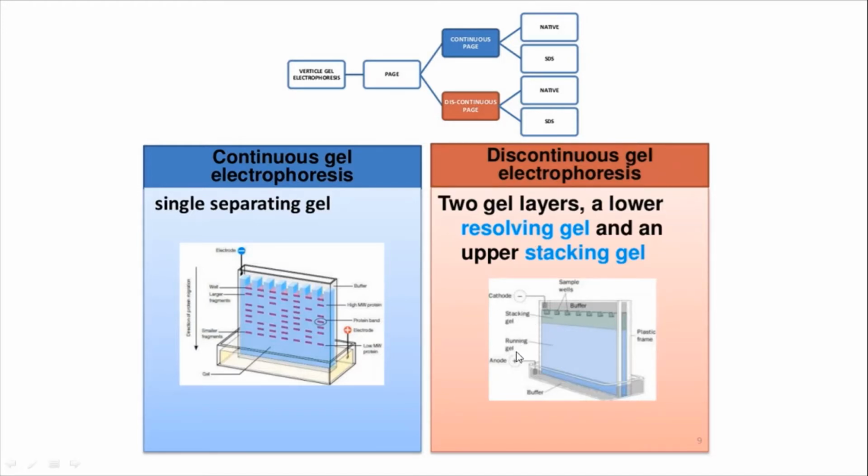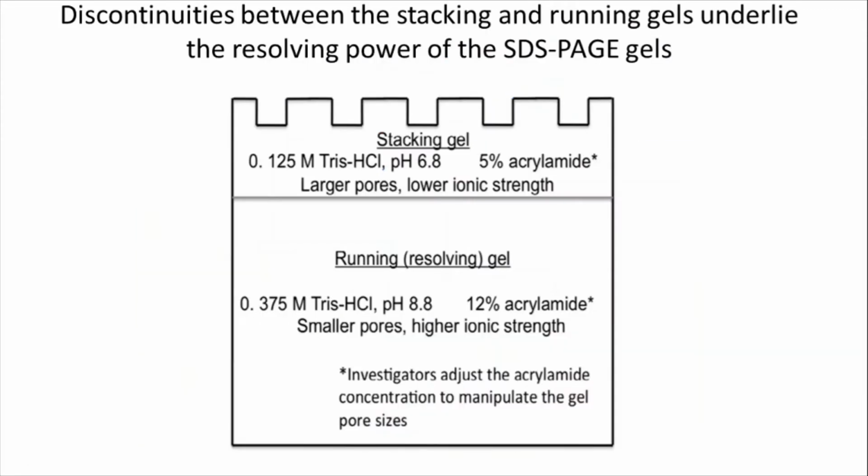The continuous electrophoresis consists of a single pH. We are using 8.2. But here we are making different types of pH gel. The stacking gel is 6.8 and the separating gel is 8.8. The basic difference between the gels is the pH. Actually, the pH differs by 2: 6.8 and 8.8.